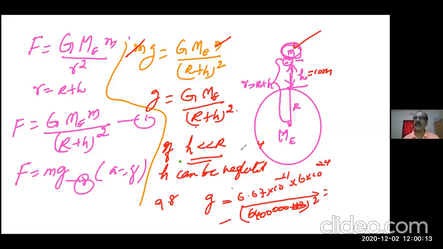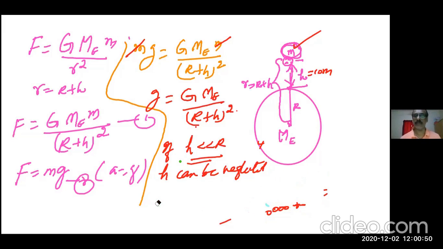That means when you're dealing with heights like 10 kilometers, even the top of Mount Everest, the highest point on Earth's surface, which is around 9 kilometers, even up to that height, gravity will not have much change. It will be a negligible change that won't be noticed. That's why for smaller heights, H can be neglected. Here we need not add it, we can neglect it. Clear? Yes, sir.